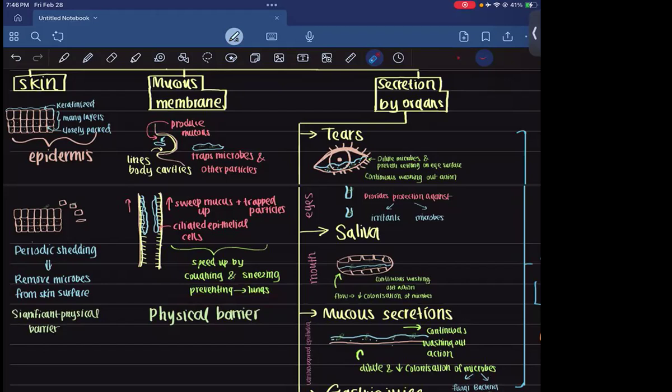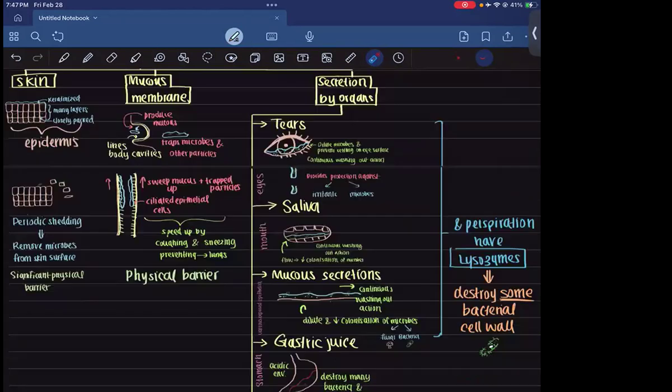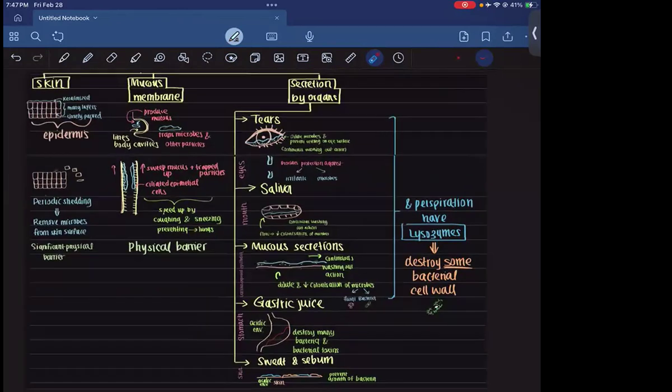So this mucous membrane is providing a physical barrier. It is providing a physical barrier against the entry of microorganisms and foreign agents. So that's all about the mucous membrane. The second external defense, then, let's move on to the secretions by organs.